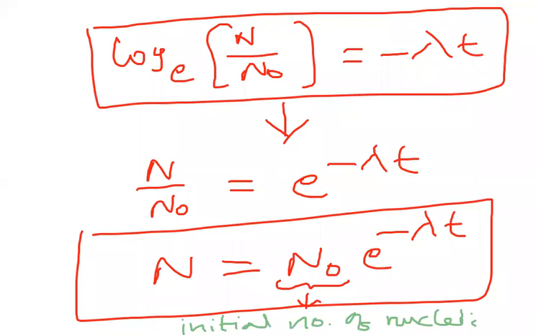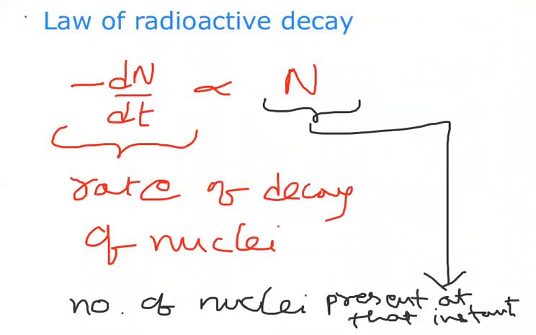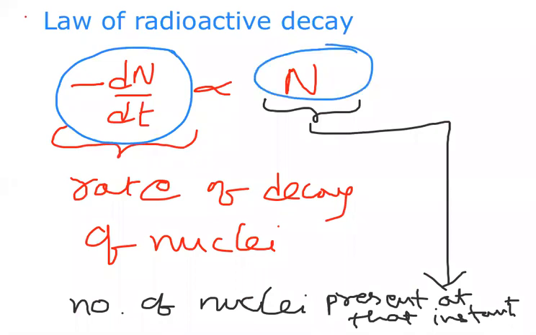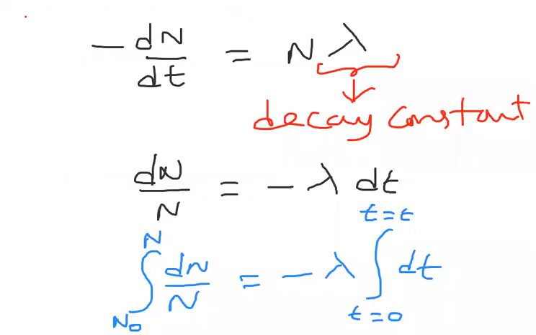Let us observe what we discussed in the law of radioactivity. First I told you minus dN by dt is directly proportional to N. What is minus dN by dt? The rate of decay of nuclei is directly proportional to the number of nuclei present at that instant. So from this information, we got minus dN by dt equal to N lambda. We removed the proportionality symbol, and we got lambda. Lambda is called the proportionality constant.